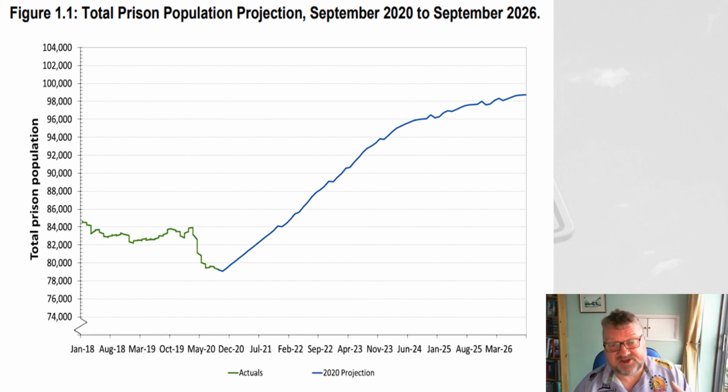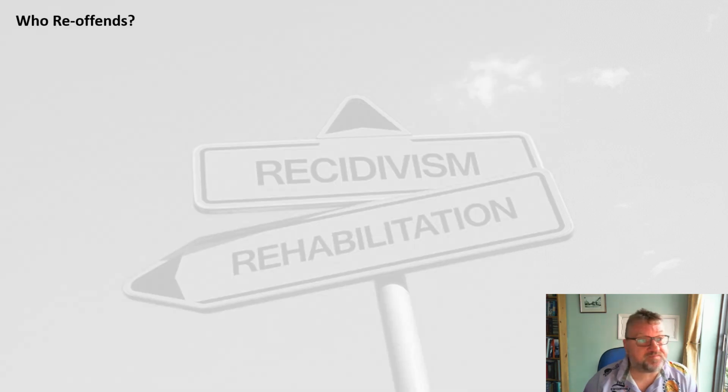So as these longer sentences are brought in, this is the impact that it's going to have on the prison system. And of course, if you've got more people in the prison system and you don't raise the staff and you don't provide the facilities, then it's very difficult to rehabilitate people because you haven't got the capacity to give them the education, the drug treatment, the alcohol treatment, the anger management courses and the skills that they need. So again, something to consider there.